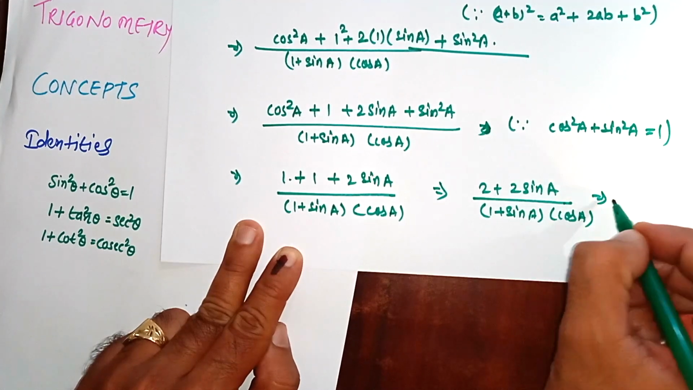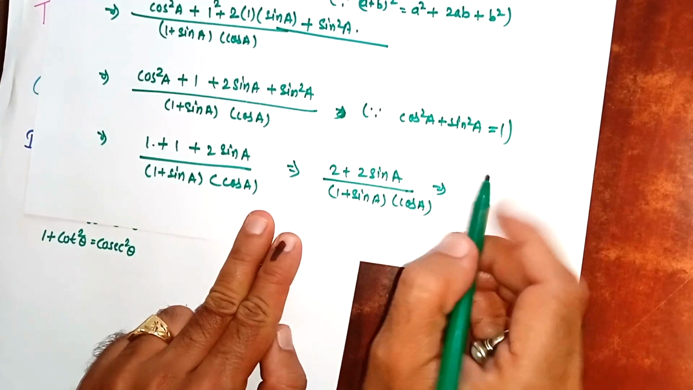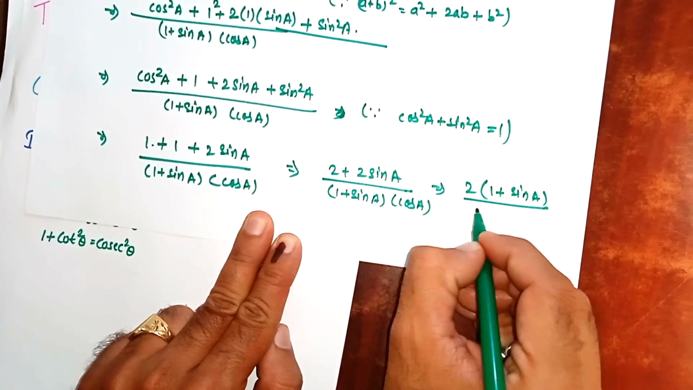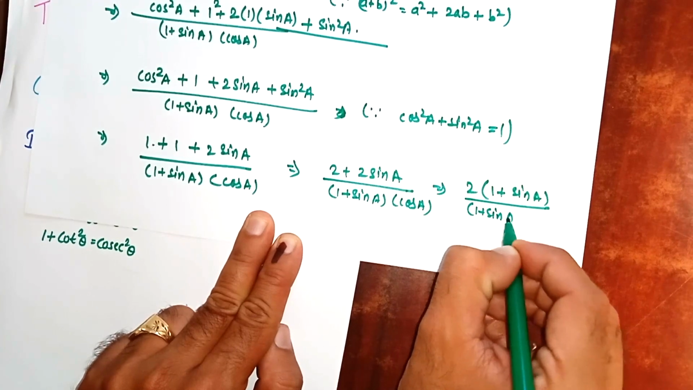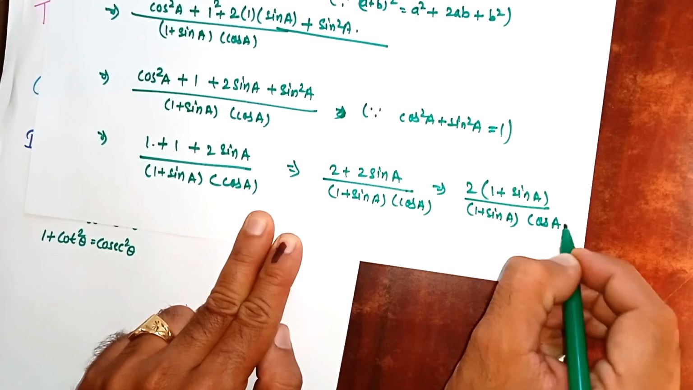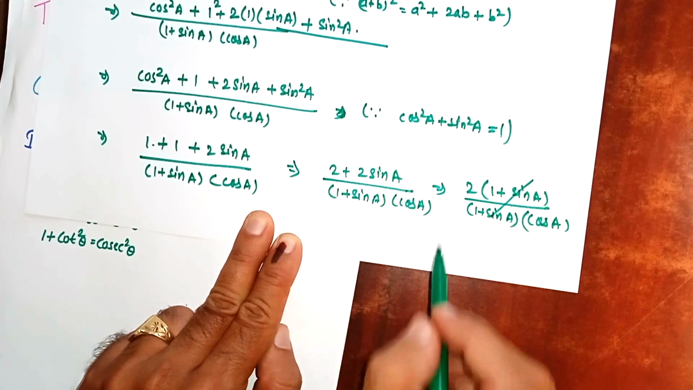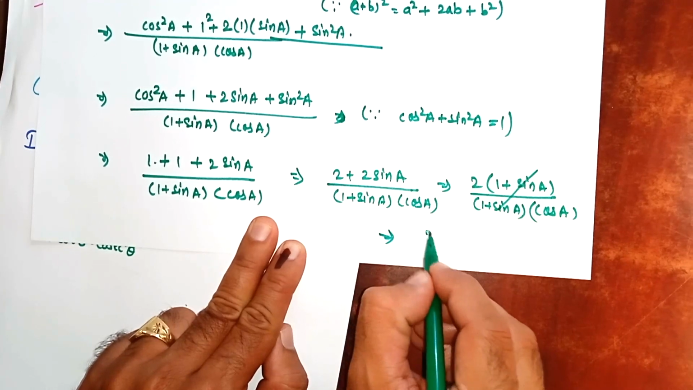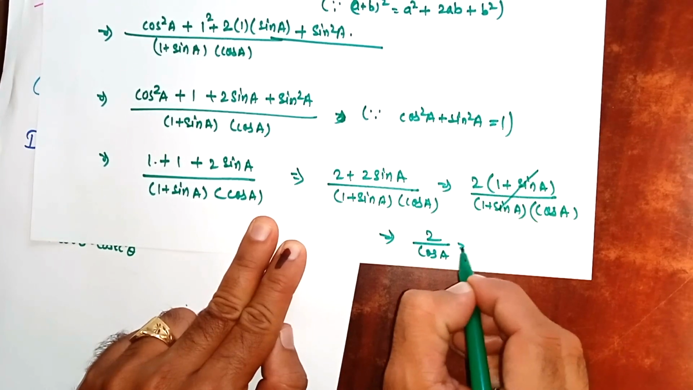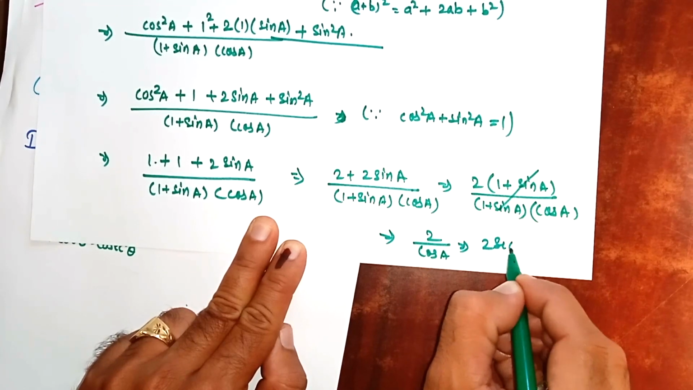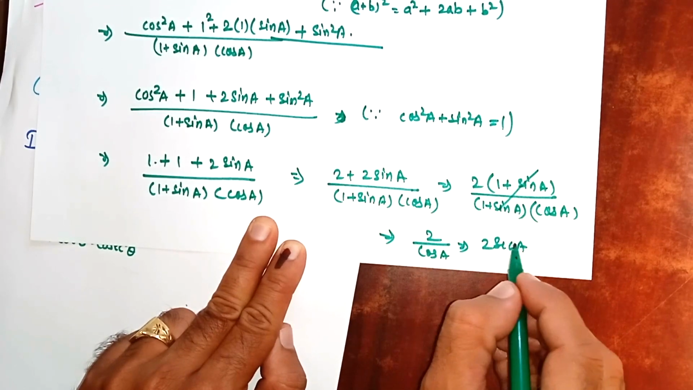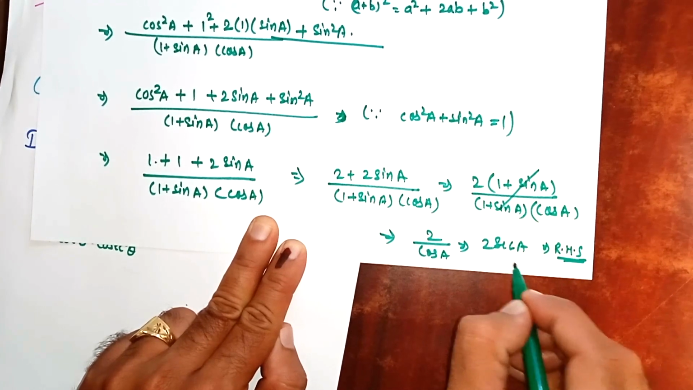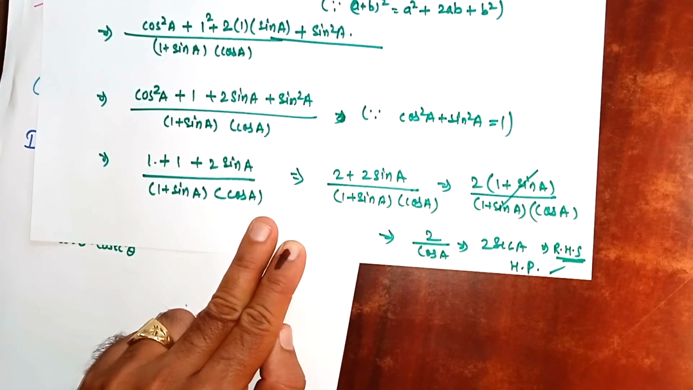Taking the 2 common on the upper side, what are we getting? 2 times 1 plus sine A over 1 plus sine A and cos A. These cancel each other because they are in division. So what are we getting? We are getting 2 over cos A, which we can write as 2 sec A, as cos A is the reciprocal of sec A. So this is our RHS, and again we can write hence proved. Now coming back to the third question.